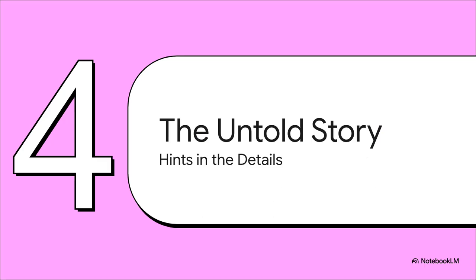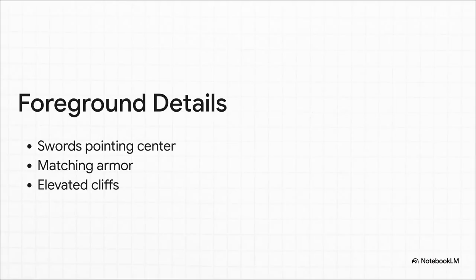Let's bring it all together in our final section, the untold story, hints in the details. These specific visual cues on the ground level are absolutely not just artistic flourishes. They communicate intense readiness, strict military order, and a truly imminent collision. We're seeing matching armor styles within the ranks on both sides, which tells us these aren't just ragtag militias. No way. These are highly funded professional standing armies.